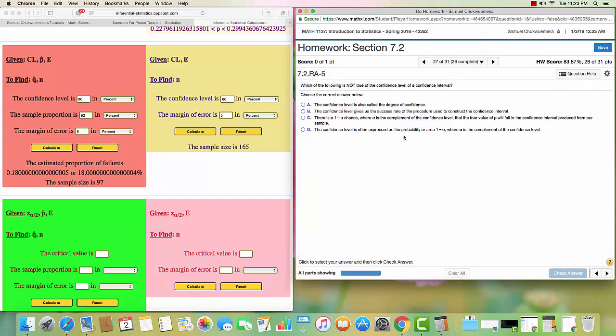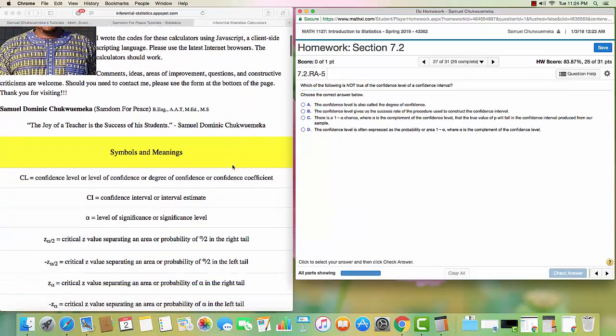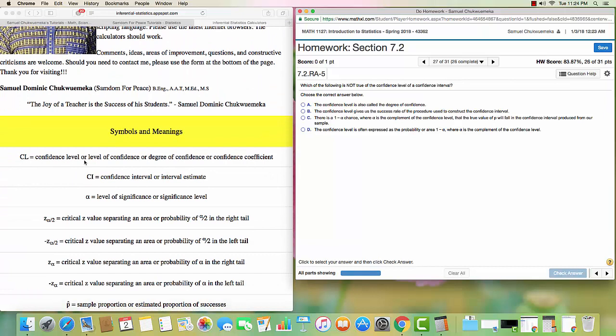Question 27. Which of the following is not true of the confidence level of a confidence interval? A, the confidence level is also called the degree of confidence. Yes. Did I put it here? You see that? Confidence level or level of confidence or degree of confidence or confidence coefficient. See that? So A is true. You see that?